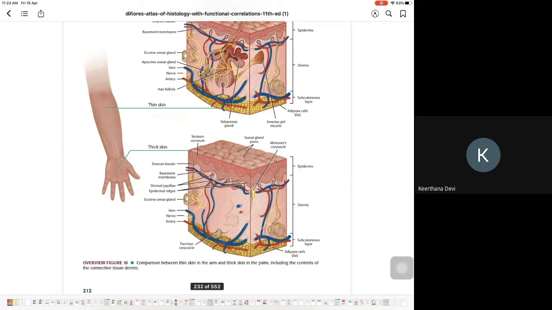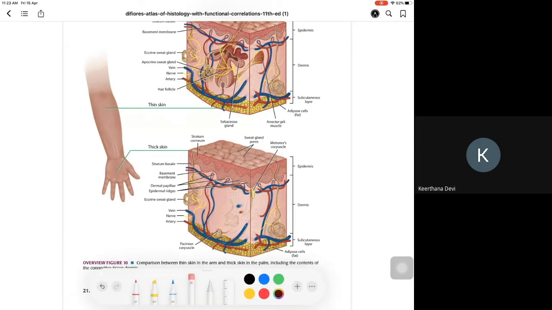Then in dermis, dermal papillae and epidermal ridges are seen. Eccrine sweat glands, vein, nerve, artery. Then Pacinian corpuscles. Then the adipose cells. Remember, I told you there are two arteriovenous plexuses, one here, one here. What is the importance of that mark? It divides into papillary and deep dermis, the superficial plexus. Very good. Then deep plexus, reticular dermis to subcutaneous tissue.